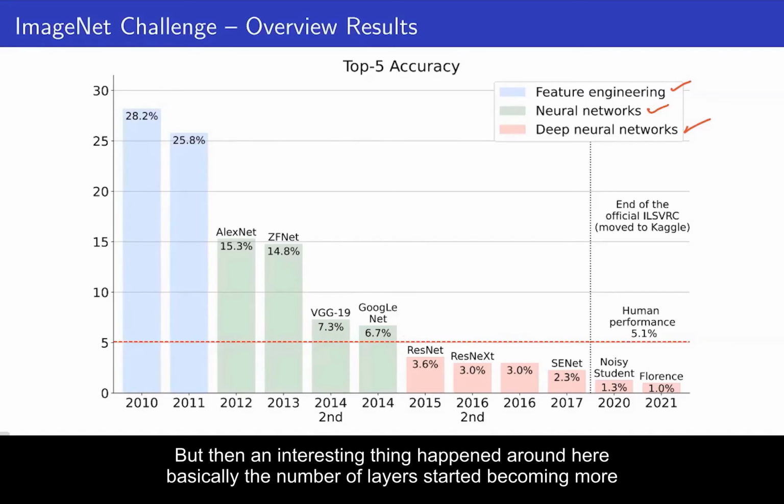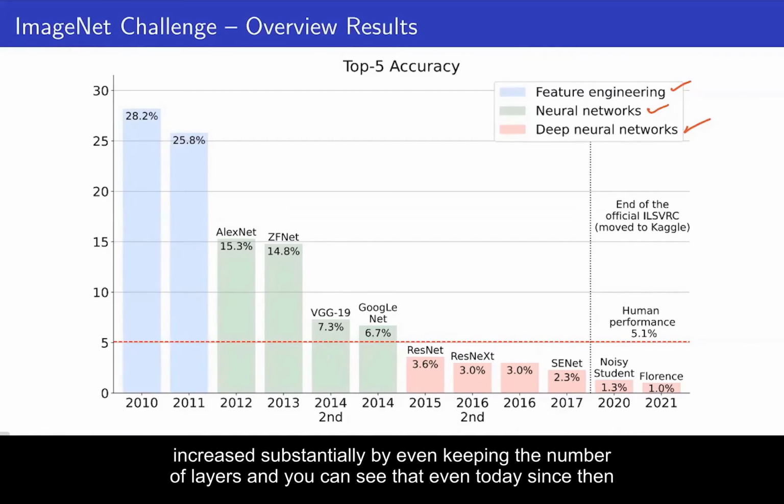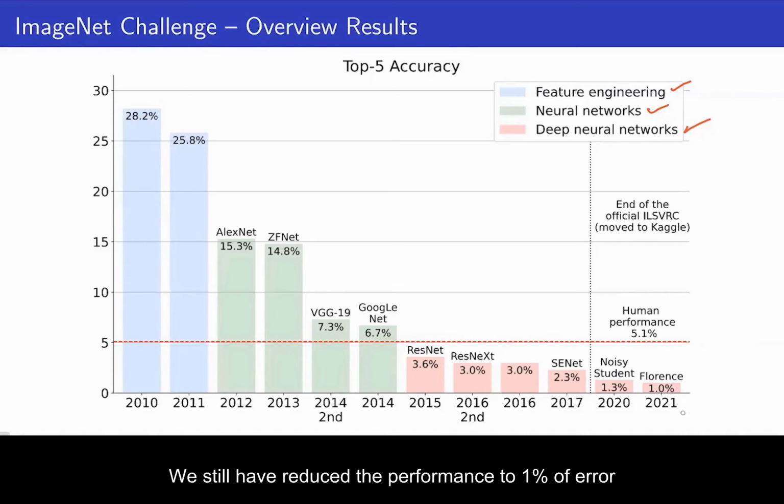But then an interesting thing happened around here. The number of layers started becoming more constant, but we can see that the performance still increased substantially even while keeping the number of layers. And you can see that even today, we have reduced the error to 1% compared to 28%, which was there just about 11 years ago.